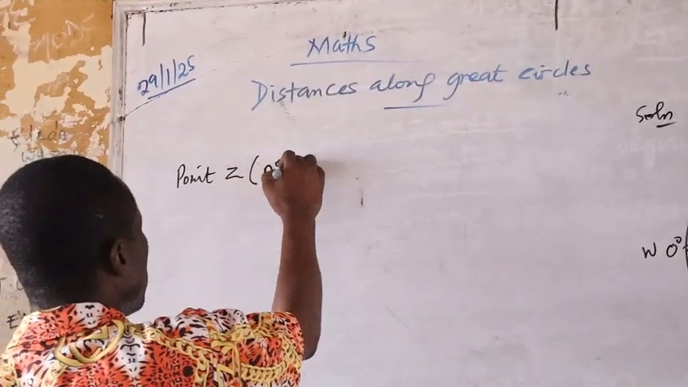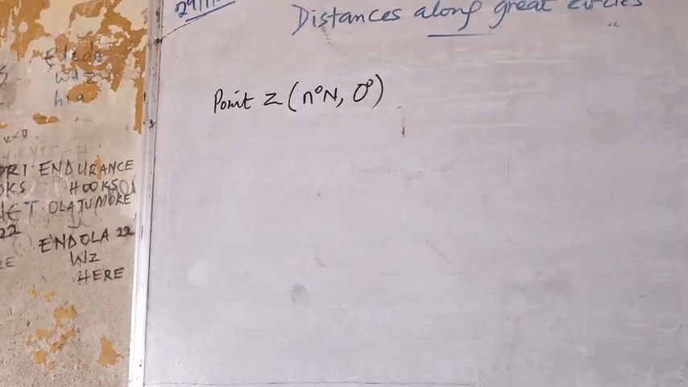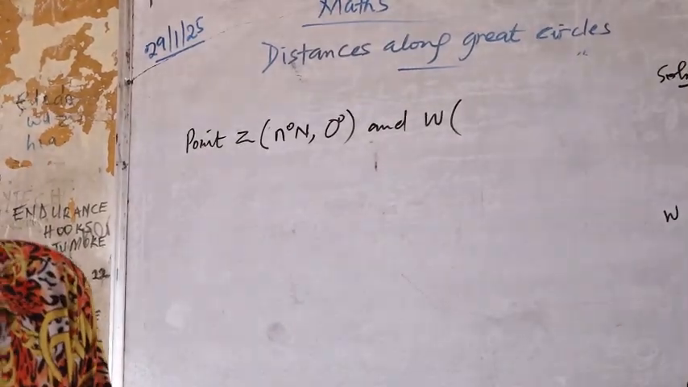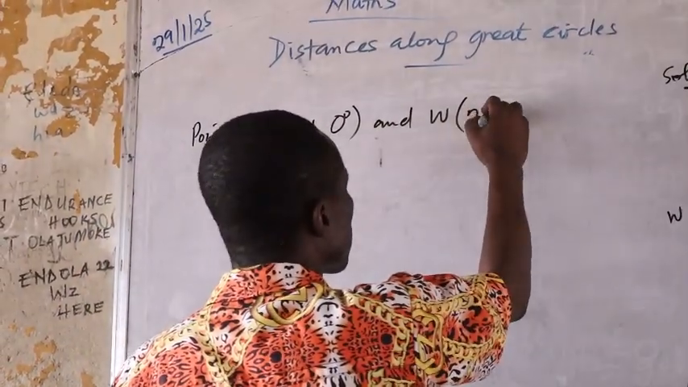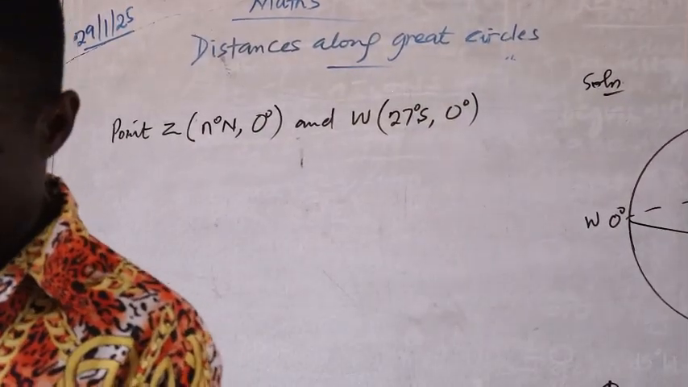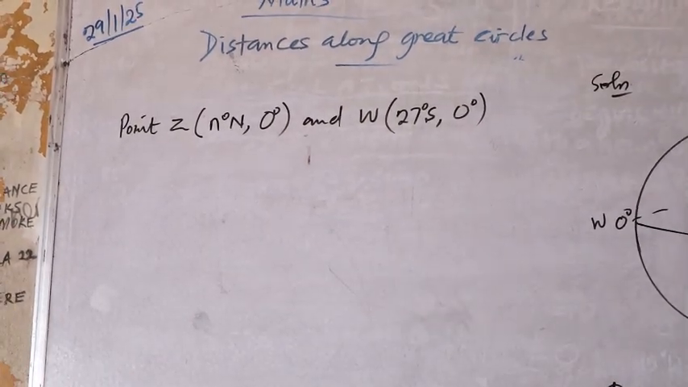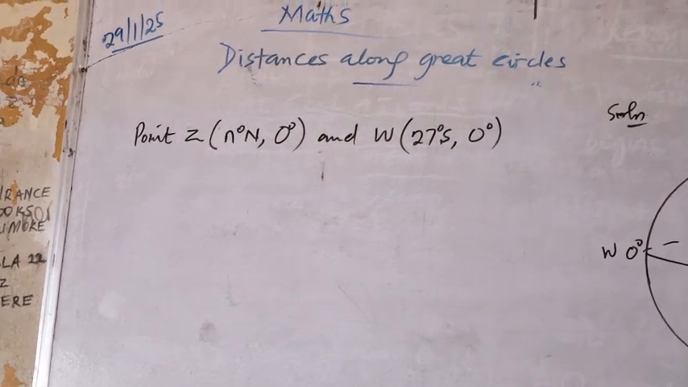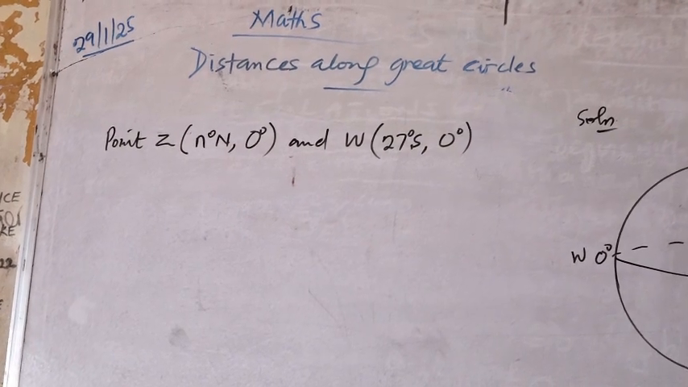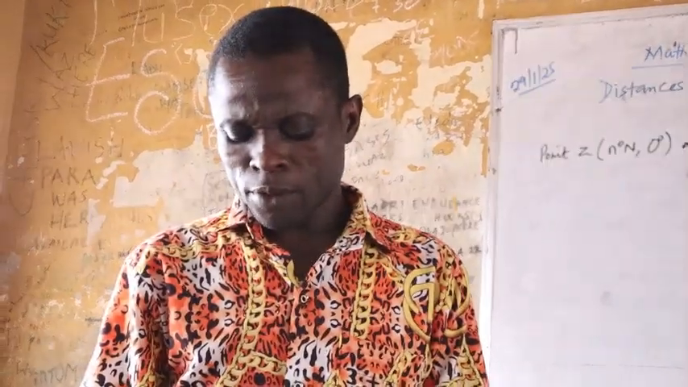Point Z (n degrees north, 0 degrees) and W (27 degrees south, 0 degrees) lie on the Greenwich meridian. Lie, L-I-E. Lie on the Greenwich meridian. Full stop.